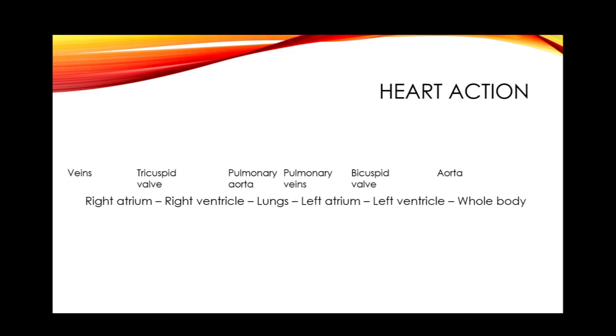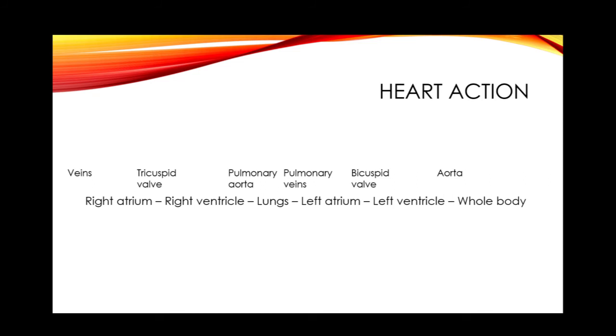For easier understanding, I've made a simple chart showing how the blood flows around our body. Starting from the right atrium, why did I write veins on the upper left of the atrium? Because when the blood from the whole body enters the right atrium, it goes through veins. And from the right atrium, the blood will directly go to the right ventricle through the tricuspid valve. The function of the tricuspid valve is to make sure that the blood does not flow back to the right atrium.